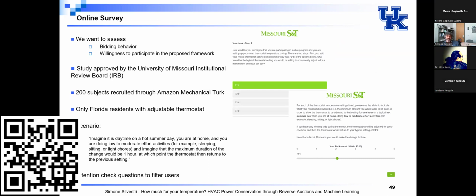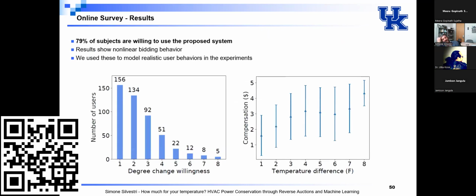We have also done some online surveys to see how interested users would be in engaging with this type of energy management system, and how users would bid. We used 200 subjects on Amazon Mechanical Turk. It's interesting to look at the results of the survey. 79% of subjects are willing to engage in this system, which is promising. But the bidding behavior is not linear and not uniform. On the x-axis, you can see how many degrees the users are willing to change their thermostat set point, and on the y-axis, how many users are willing to do that. As you can imagine, fewer and fewer users are willing to have a big change in their thermostat setting, and the relationship is not linear.